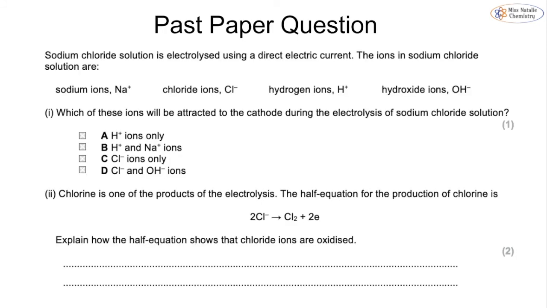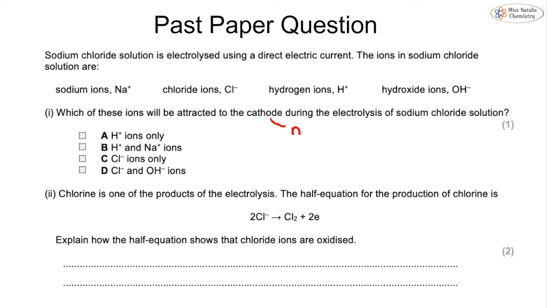So let's finish off by looking at some past paper questions. Sodium chloride solution is electrolyzed using a direct electric current. The ions in sodium chloride are Na+, Cl-, H+, and OH-. Which of these ions are going to be attracted to the cathode during the electrolysis?